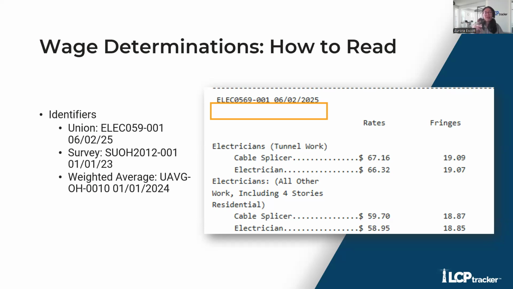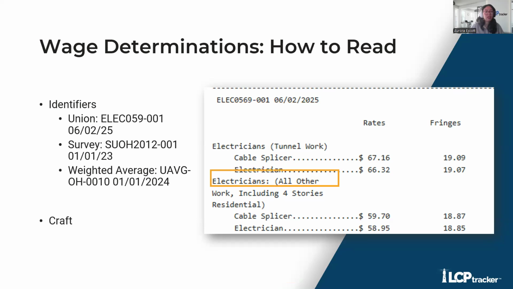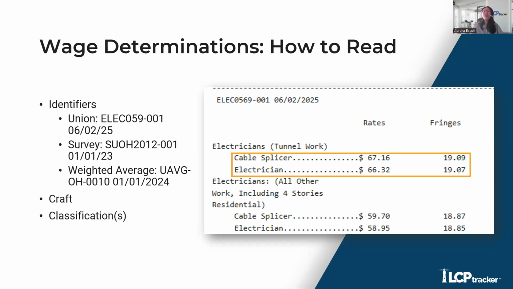Now, weighted average rates, I don't see them as often, but the union identifier would have UAVG at the front. This is particularly handy to know when you are creating conformance requests, and we're getting to that in just a second here. Below that is your list of crafts and classifications. A craft is the general type of work being done, and a classification is the specific type of work being done. In this example, we see electricians for tunnel work, and for classifications, we have cable splicers and electricians.